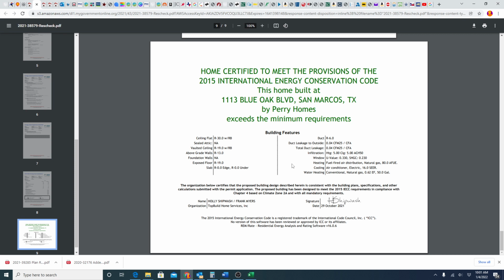And this is about the long and short of reading your ResCheck, REM/Rates and Manual Js.